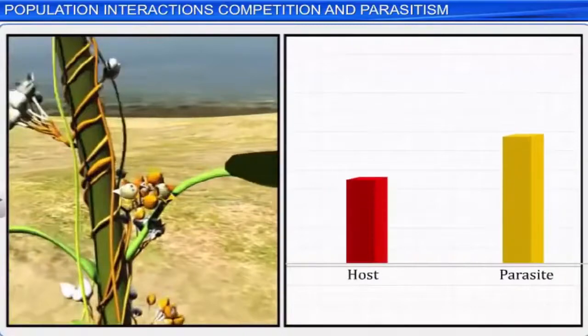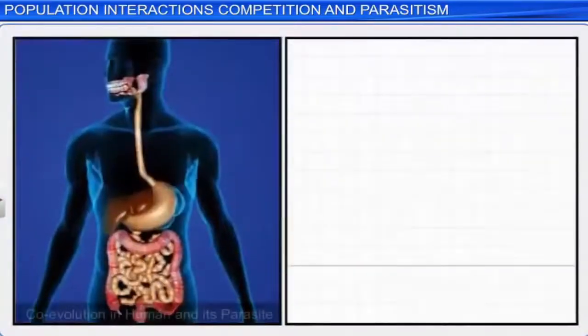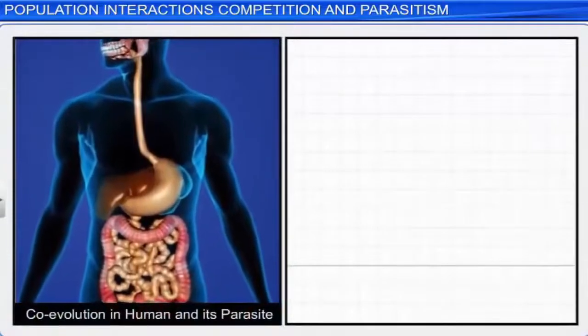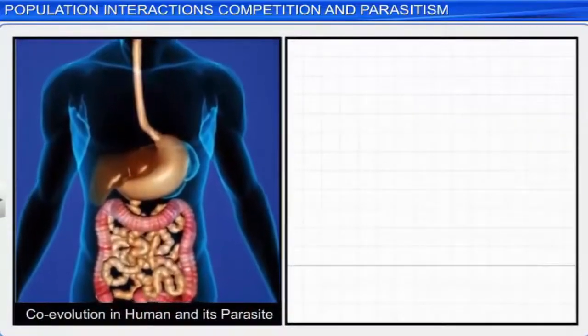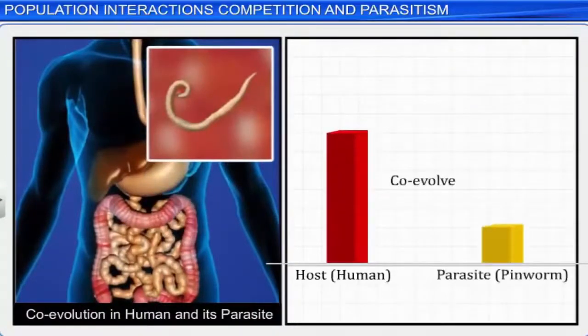In such cases, both the host and the parasite tend to co-evolve. That is, if the host develops special mechanisms for resisting its parasite, the parasite too evolves mechanisms to counteract them to continue its association with the same host species. For instance, secretions from the human digestive system help to kill parasites that enter it, while the parasites adapt themselves to resist their host.